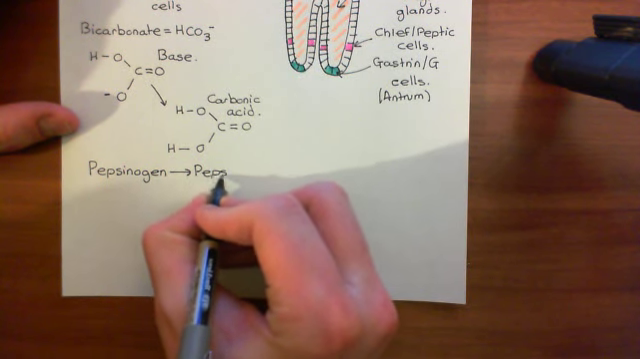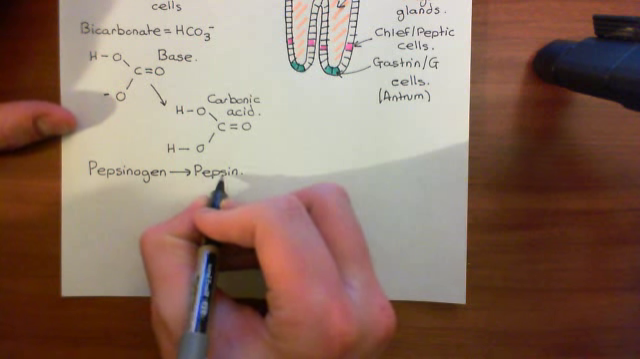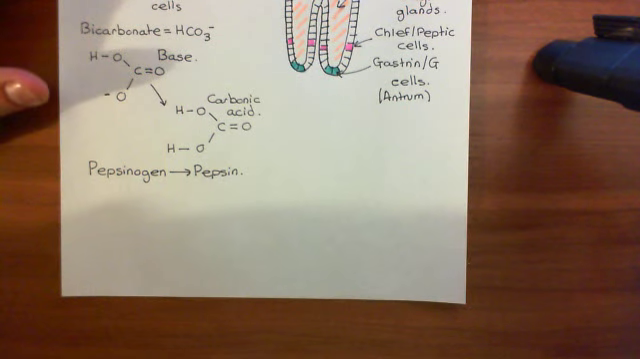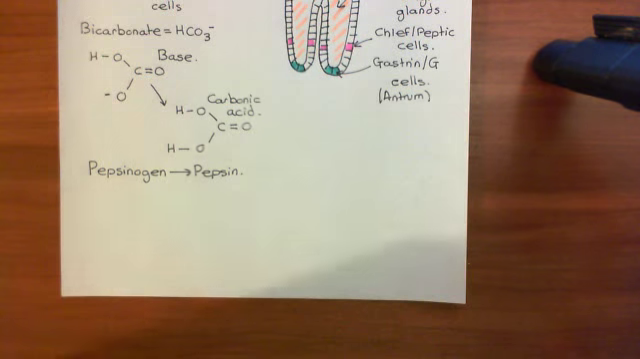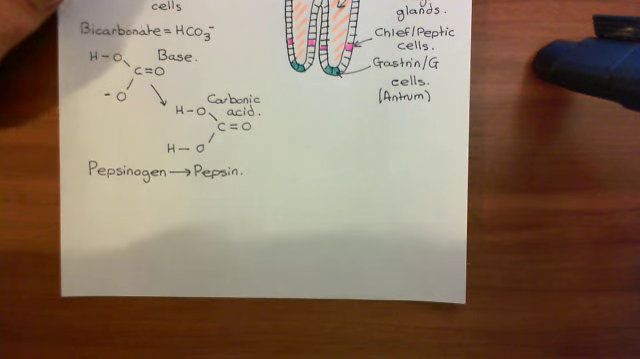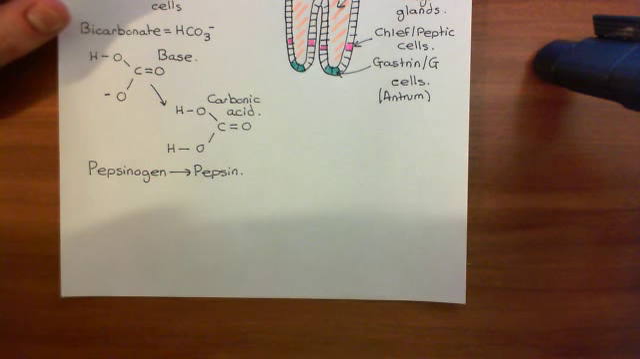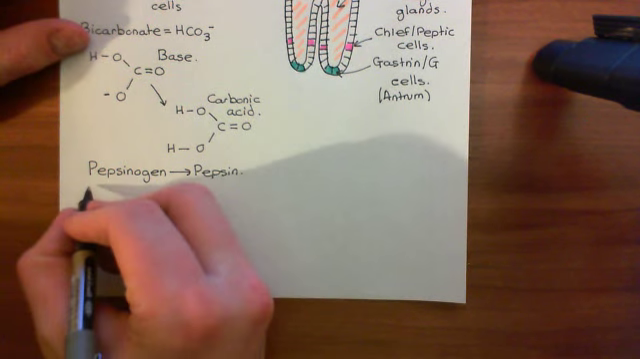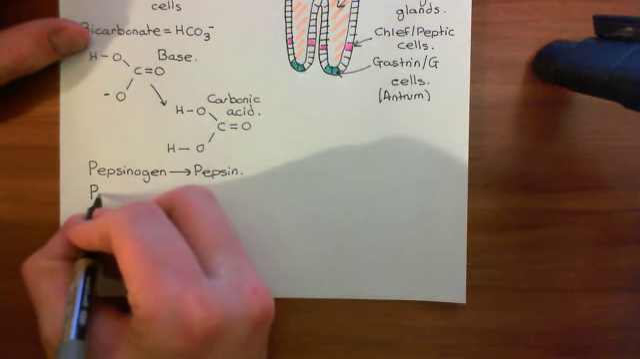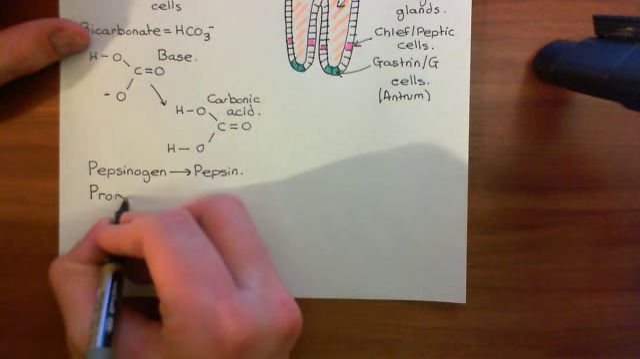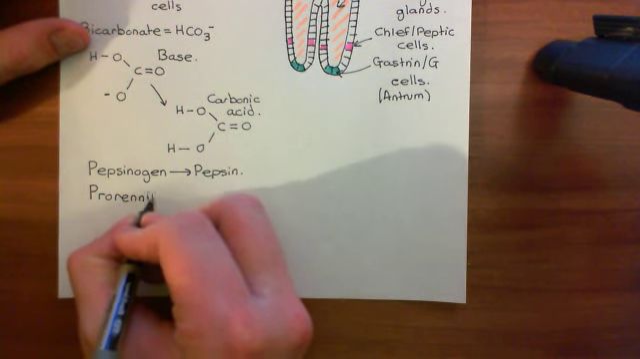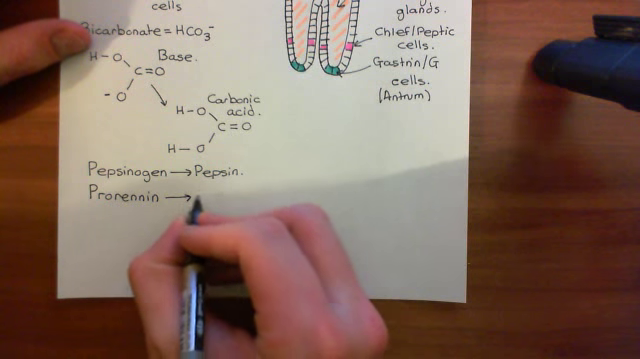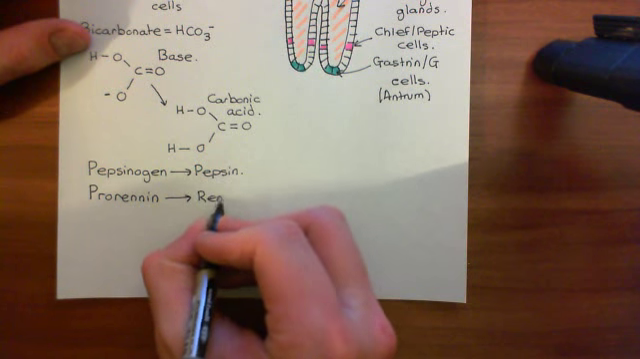Okay, so pepsinogen can be converted into pepsin, and then pepsin is a protease which cleaves peptide bonds between two amino acids within a polypeptide. The other precursor to a protease enzyme which these chief/peptic cells can secrete is prorenin, okay? And this will then be converted to the protease enzyme renin.